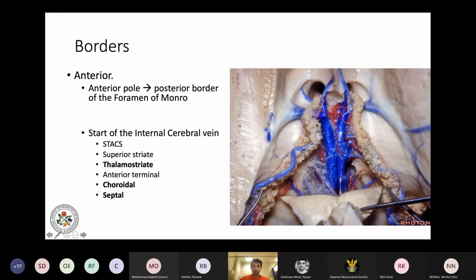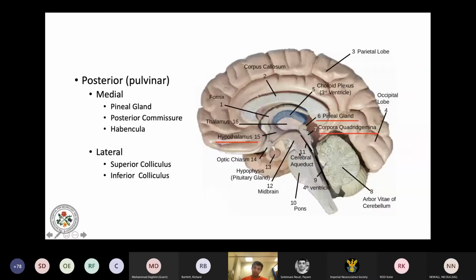This is us looking at the brain from the top. So this is just a superior aspect to things. This structure here is the interventricular foramen of Monro, and it marks the anterior pole of the thalamus, right to the front, okay? And this vein that you can see coming here, this is the internal cerebral vein. And where it starts, this point, is again the anterior part of the thalamus. It's made of the thalamostriate and the septal vein, as well as these other sides, the superior striate, anterior terminal, choroidal. Could argue, I think this is a choroidal vein.